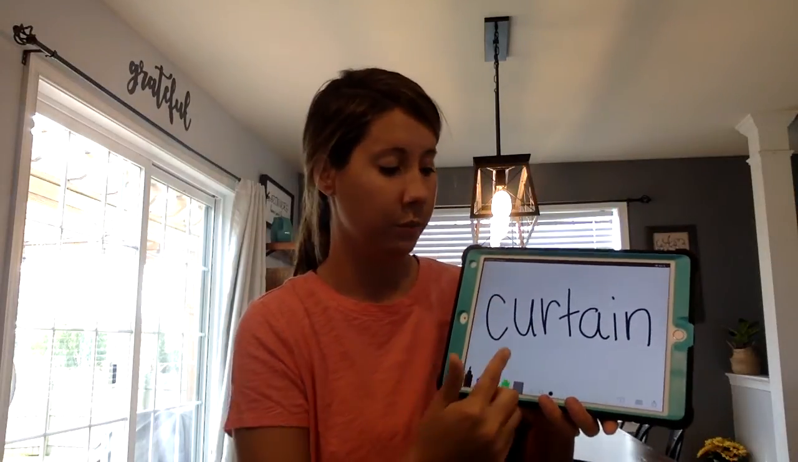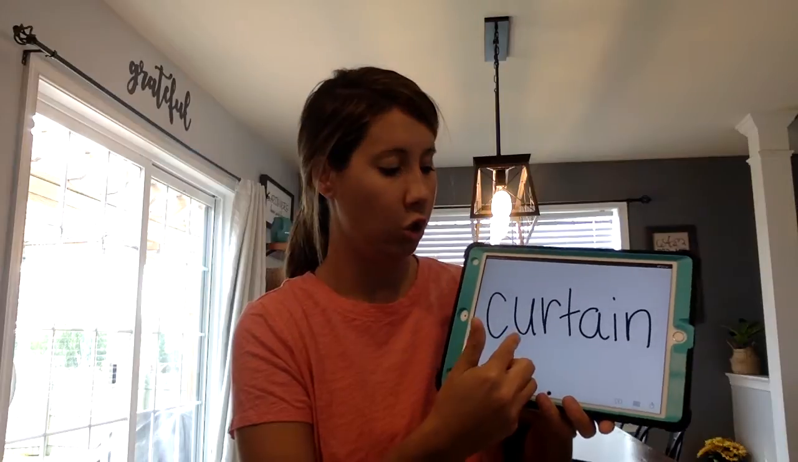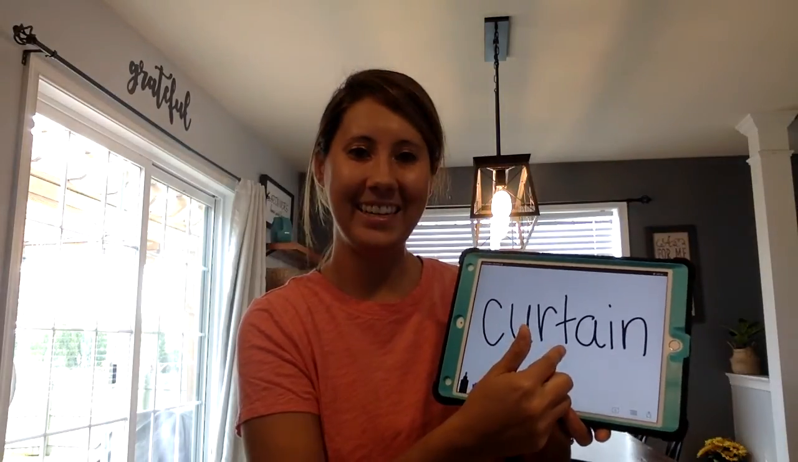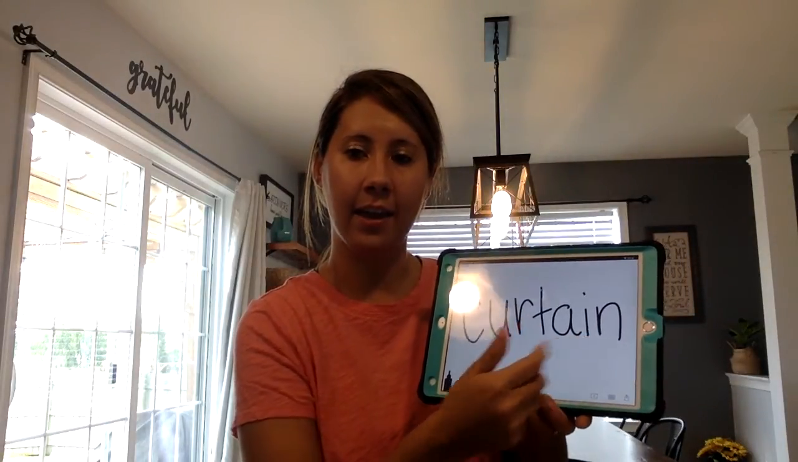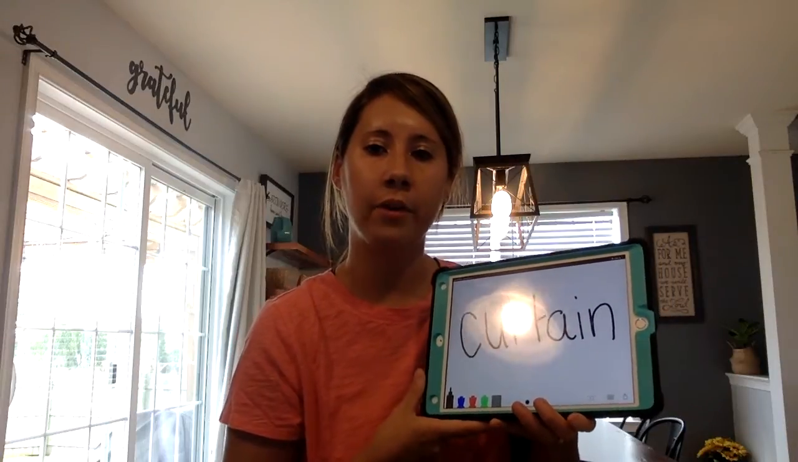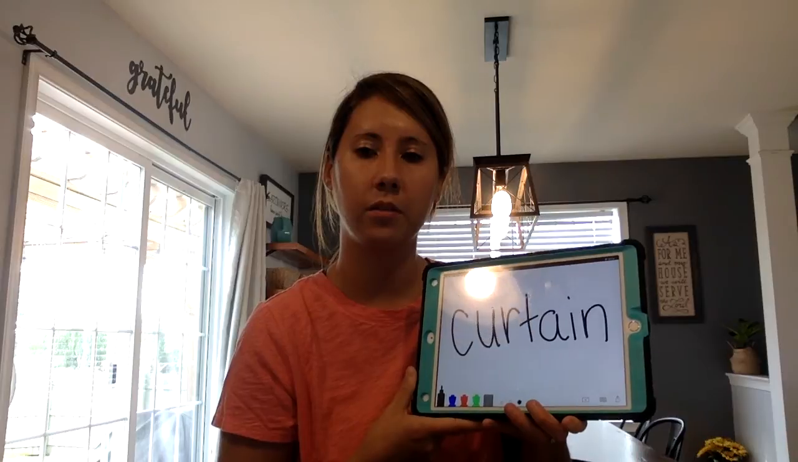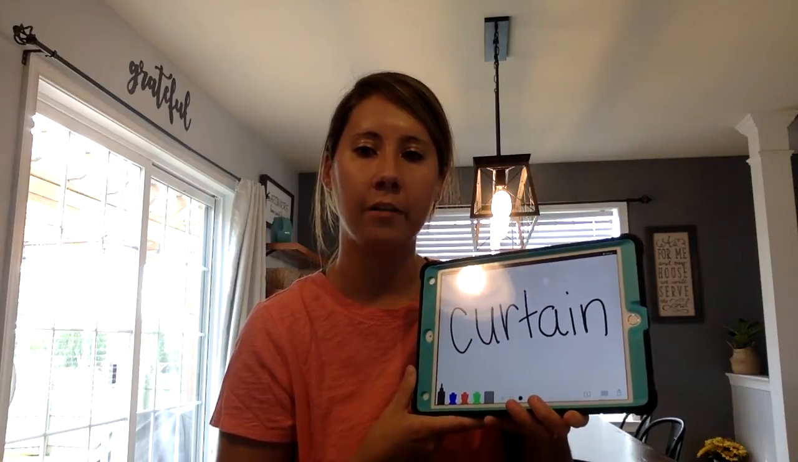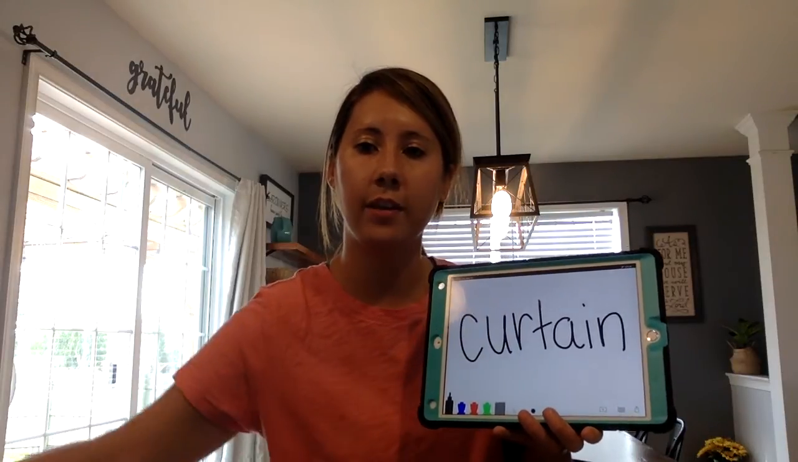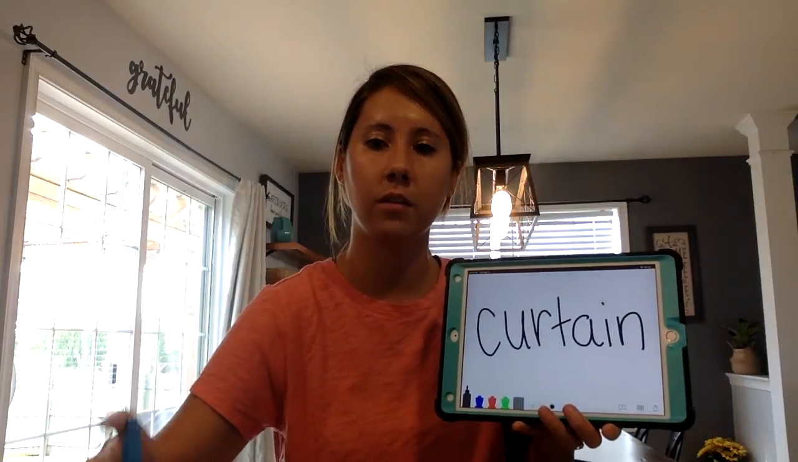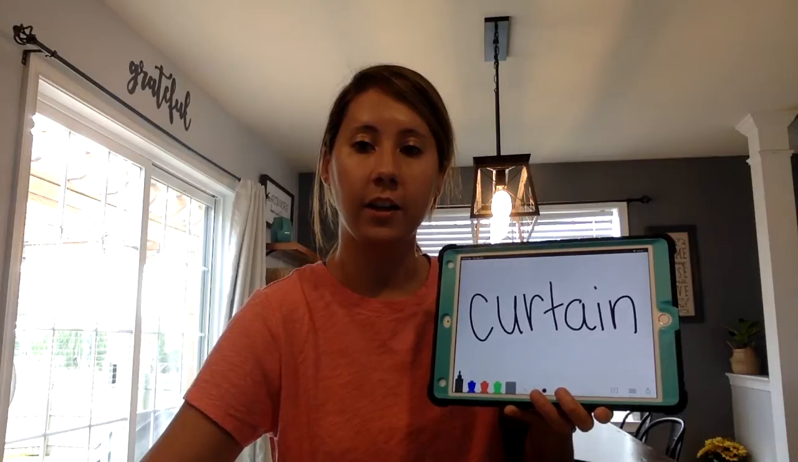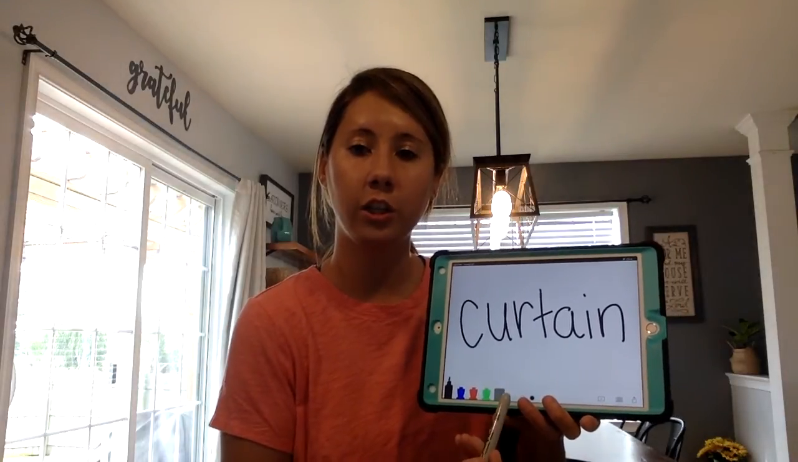I want you to write this word on your paper. This word is spelled C-U-R-T-A-I-N. Go ahead and think about the questions and say this word to yourself. All right, everybody, I want you to say this word when I signal. Good. Curtain. Nice job. This word is curtain.